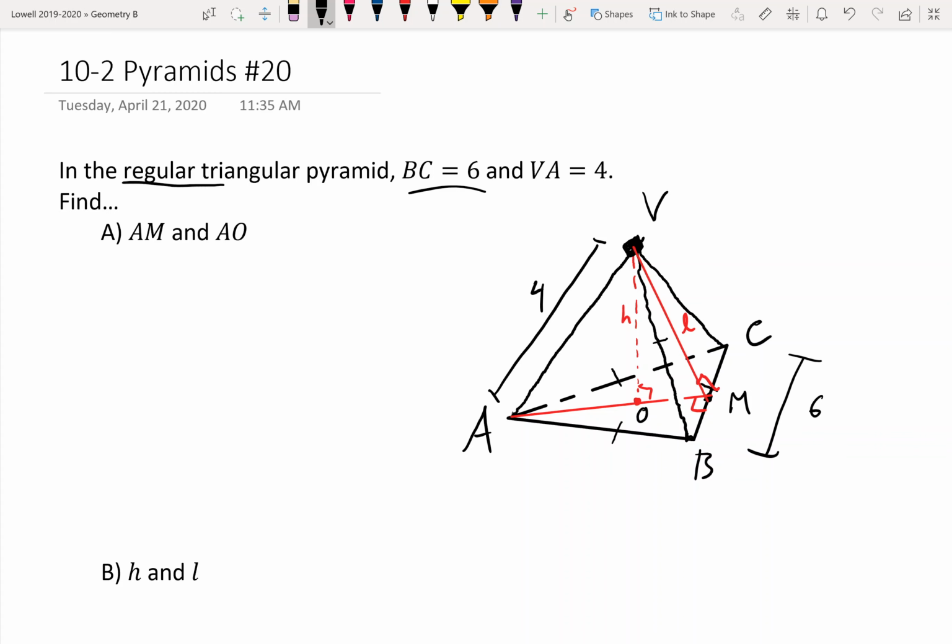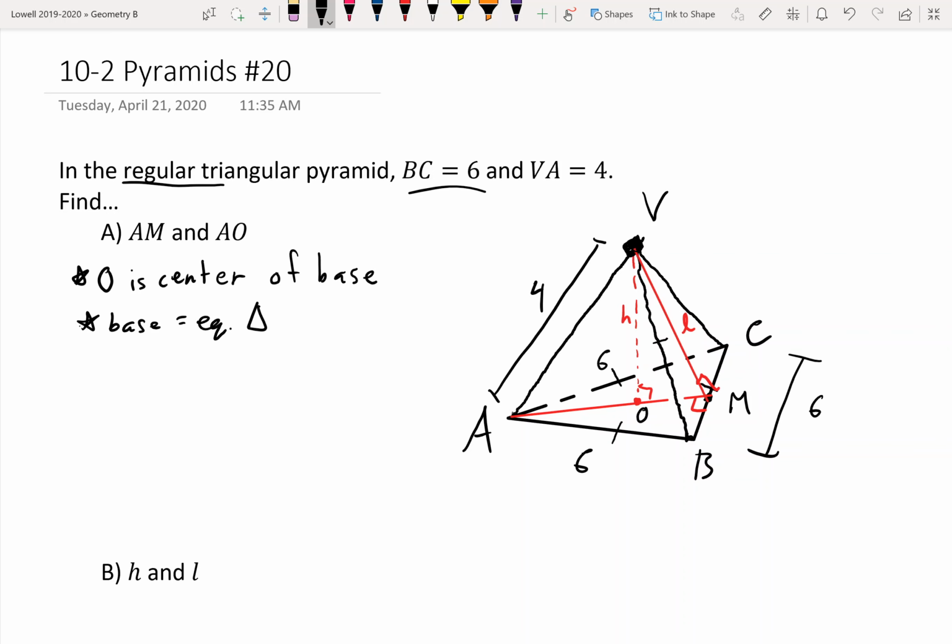Since we know that it is a regular triangular pyramid, that tells us two things. One, that this vertex is directly over the center, and so we can make a note of that: O is the center of the base. And also, because it's a regular pyramid, we know that the base is an equilateral triangle. So I've kind of marked that off already, that if BC is 6, then AB is also 6, and so is AC. We actually don't need to know about anything else in the pyramid to find AM and AO.